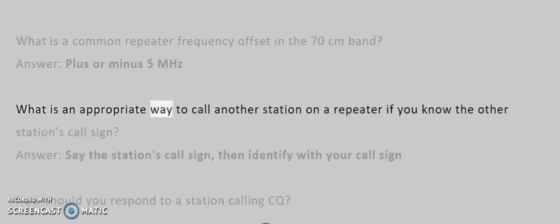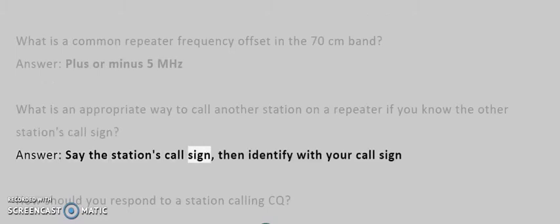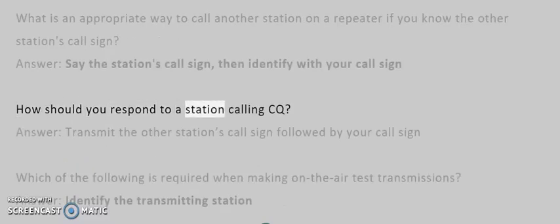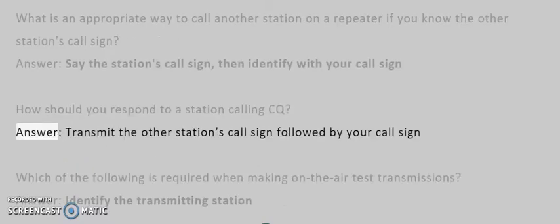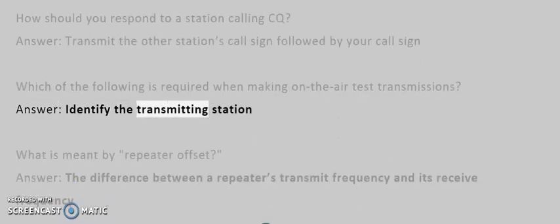What is an appropriate way to call another station on a repeater if you know the other station's call sign? Answer, say the station's call sign, then identify with your call sign. How should you respond to a station calling CQ? Answer, transmit the other station's call sign, followed by your call sign. Which of the following is required when making on-the-air test transmissions? Answer, identify the transmitting station.